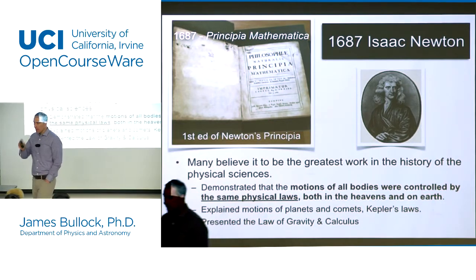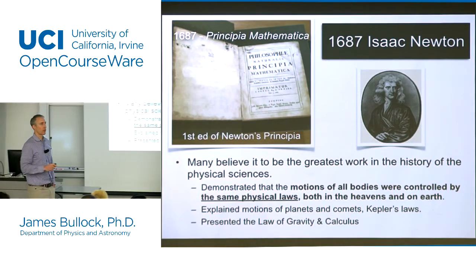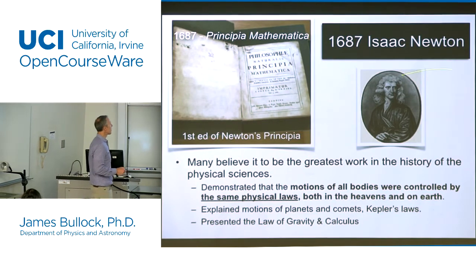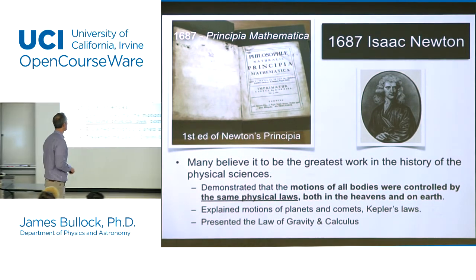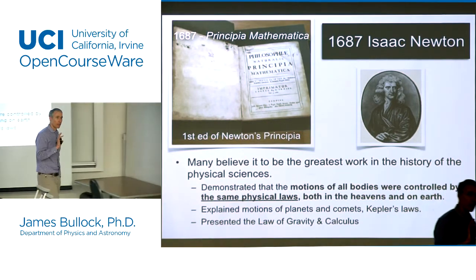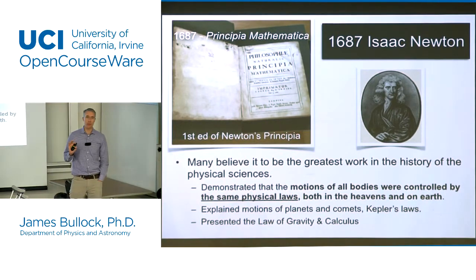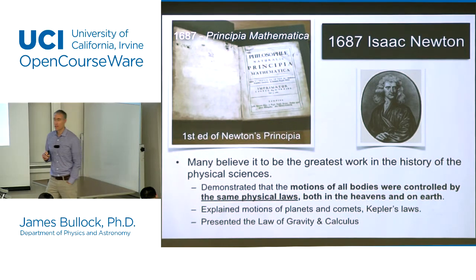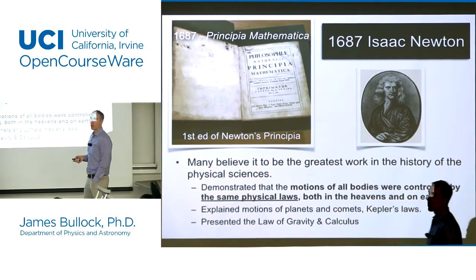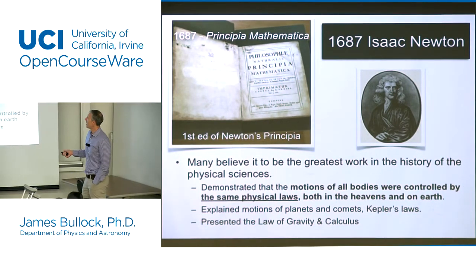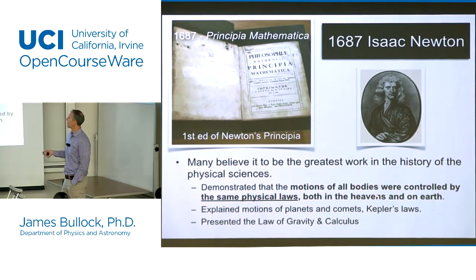Finally, the last and ending piece to this story comes from Newton. In 1687, Isaac Newton published this book called the Principia Mathematica, and it's widely regarded as the greatest work in the history of the physical sciences and arguably the greatest work in the history of all sciences. But I'll talk about Darwin in a second, and so there's some rivalry there. But it's up there.